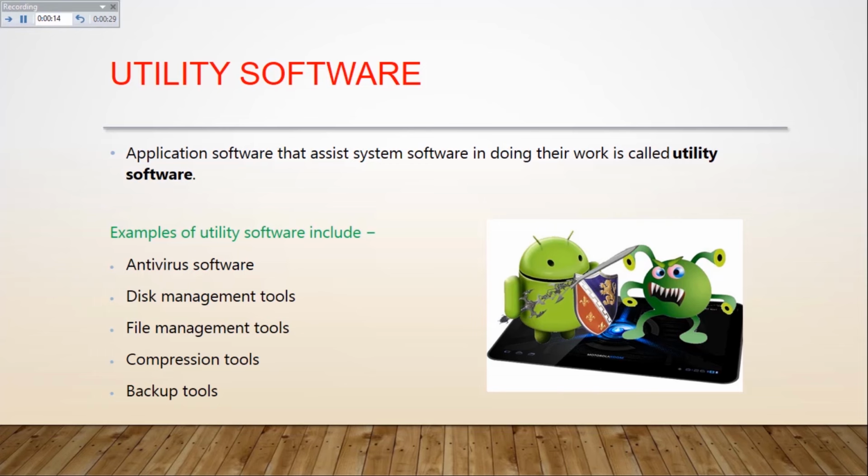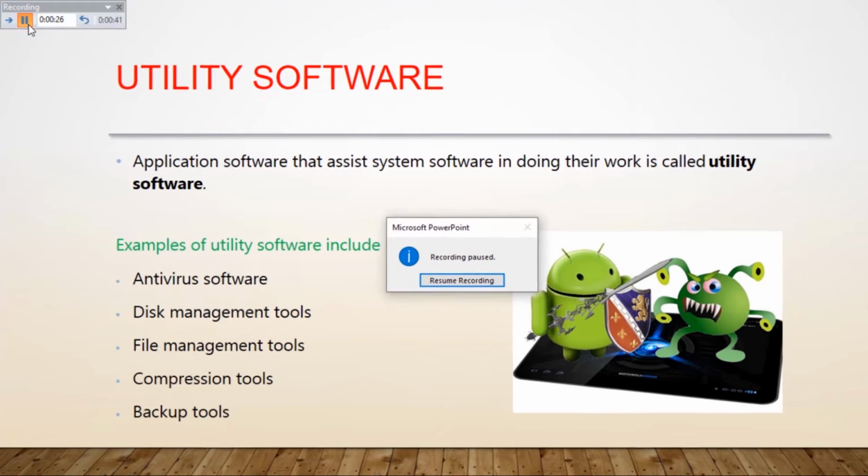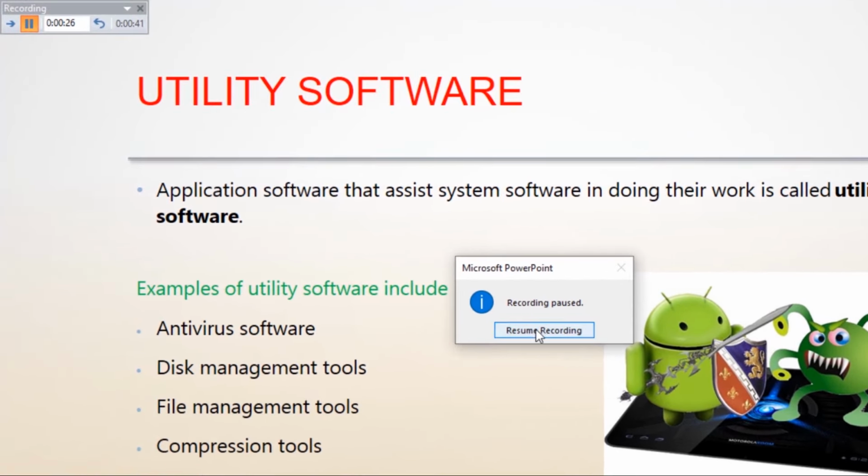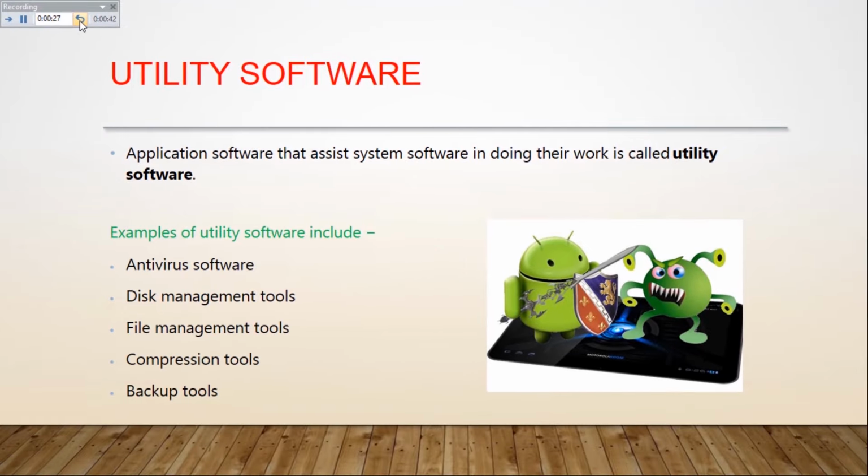But let's say you need more than just one try to get the timings just right. You can use these recording tools over here. This is the recording toolbar. You can click on that to pause recording, then resume recording when you're ready, or you can click on the repeat command, and it will take you from the beginning. So once you say resume recording, it will take you from the beginning, and it will go on as you record.